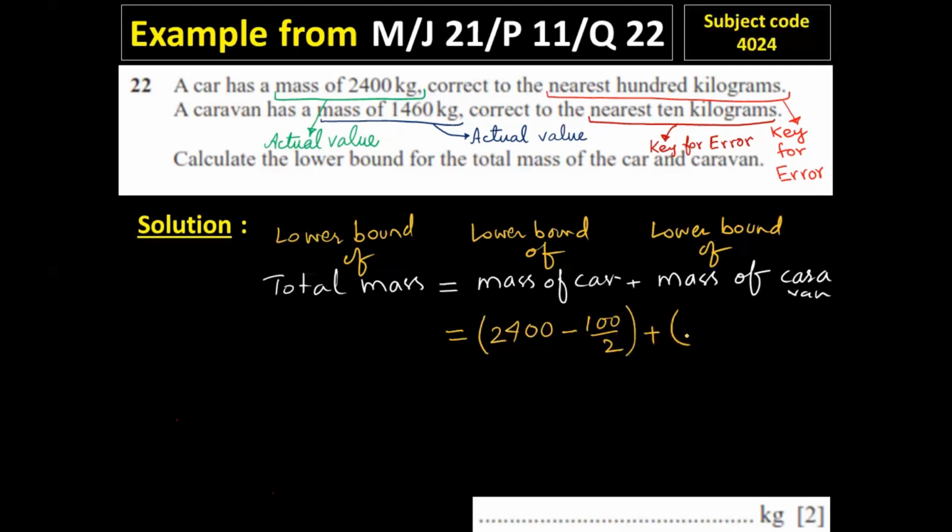Plus mass of caravan. Lower bound of the mass of caravan will be actual value minus error. The error for caravan is 10 kilograms, 10 over 2. So 1460 minus 10 over 2. It will be 2400 minus 50, plus 1460 minus 5.